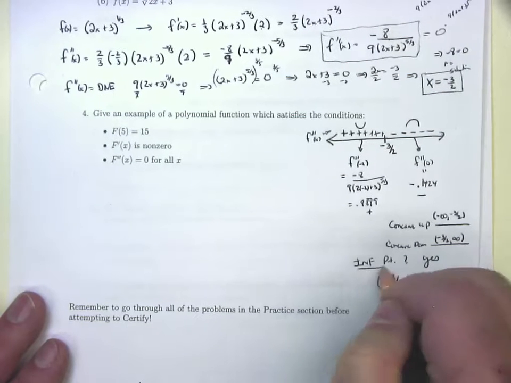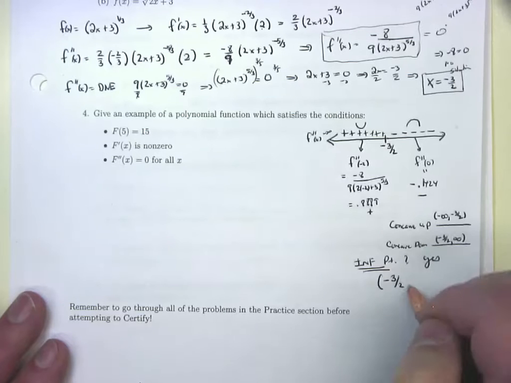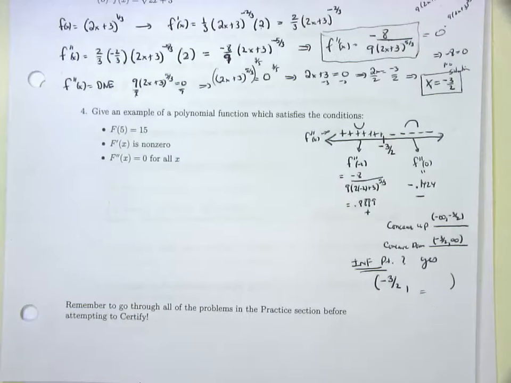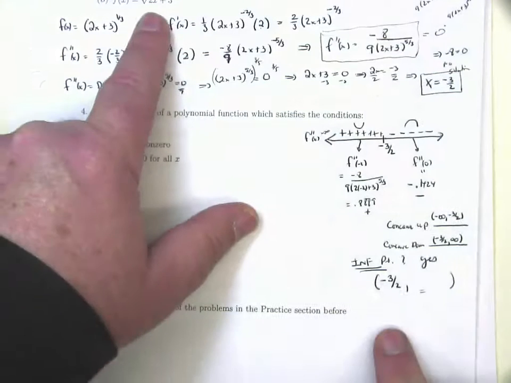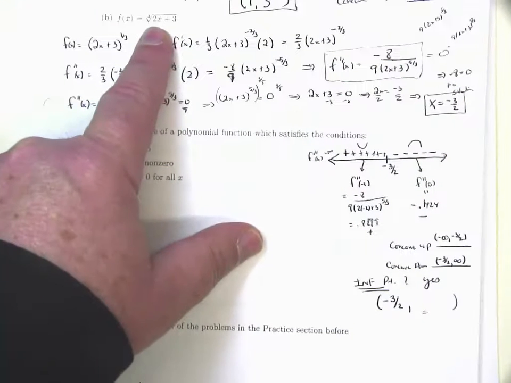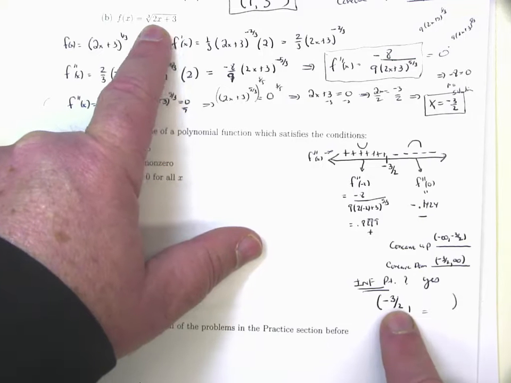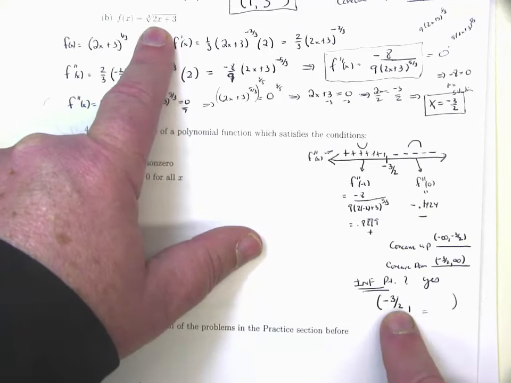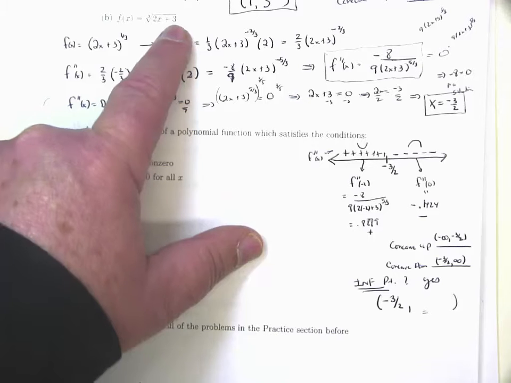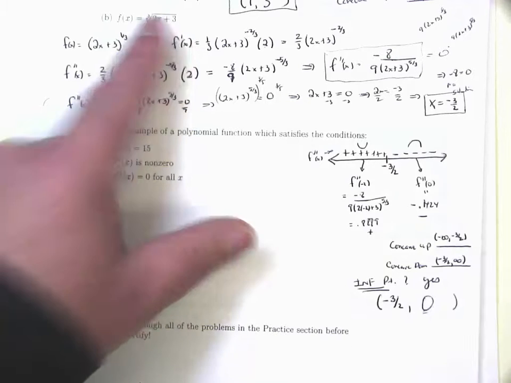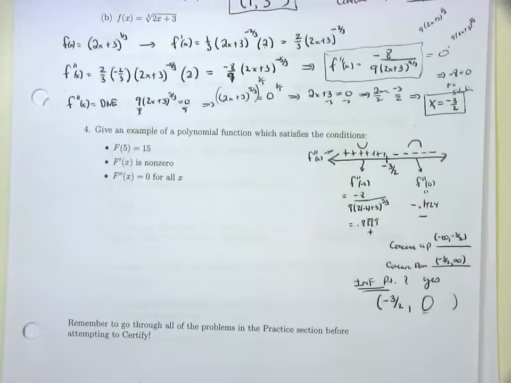This is an inflection point at x equals negative 3/2, but I need a y-coordinate. How do I get a y-coordinate? What do I have to do to get an inflection point? Plug it into the original equation. And there's my original equation, which is the cube root of 2x plus 3. Plugging in negative 3/2, no problem. 2 times negative 3/2 is actually negative 3 because the 2's cancel. Negative 3 plus 3 is 0, and the cube root of 0 is 0. The point is actually negative 3/2 comma 0.